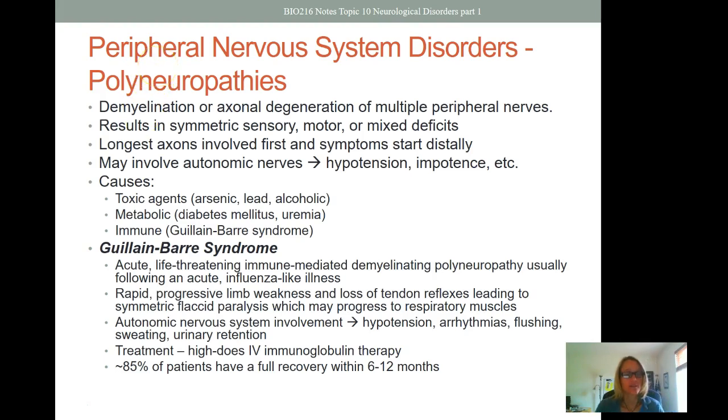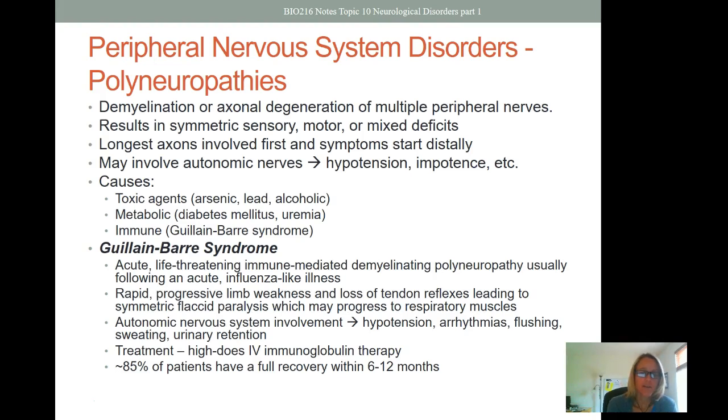Guillain-Barré syndrome is an acute, life-threatening, immune-mediated polyneuropathy. This usually occurs following some acute event such as an influenza illness. It results in rapid and progressive limb weakness and loss of tendon reflexes, and that can lead to asymmetric flaccid paralysis, which can affect the respiratory muscles, which then can be life-threatening.